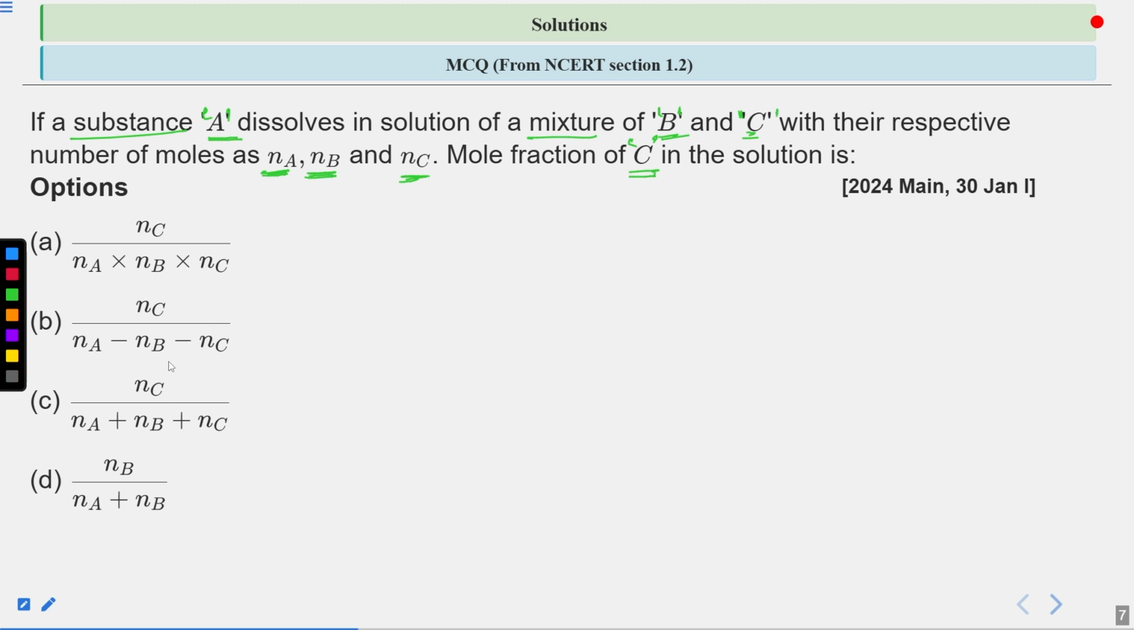Or the number of moles of C divided by the sum of the number of moles of A, B, and C; or the number of moles of B divided by the number of moles of A plus the number of moles of B. So these are the four choices. You have to identify which will be the correct mole fraction for C in the solution. Okay, so you have some time, go through it. After that, we will see what the correct answer is.